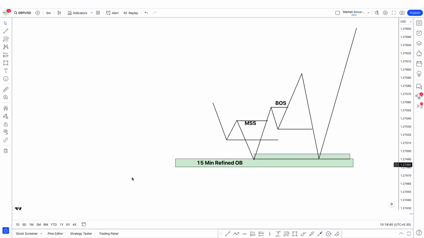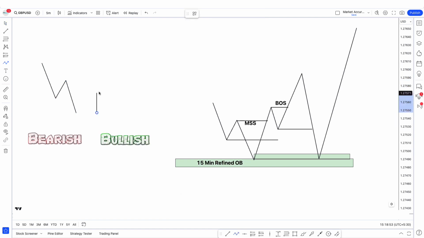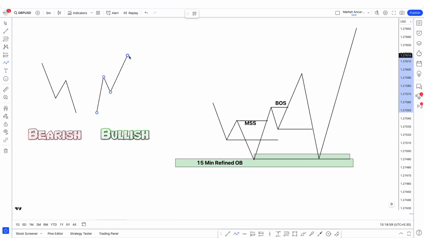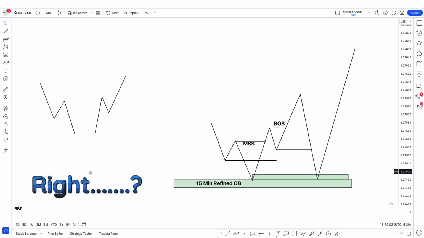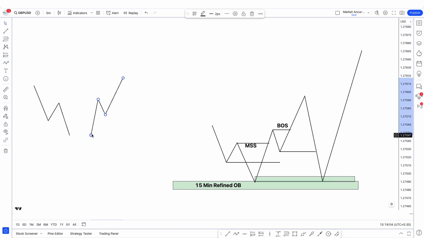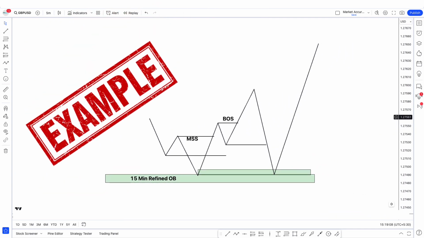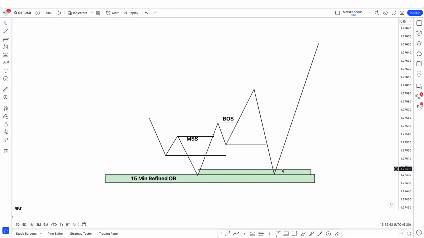We refine our 1 hour order block to 15 minutes, and then we wait for turtle soup or an ABC pattern. So the ABC pattern looks like this. Let me mark this out. ABC. And for bullish, we have ABC. It's basically quite simple, right? This is all you need to follow to be taking your entries. I'm going to show you some examples, and then I'll end the video.